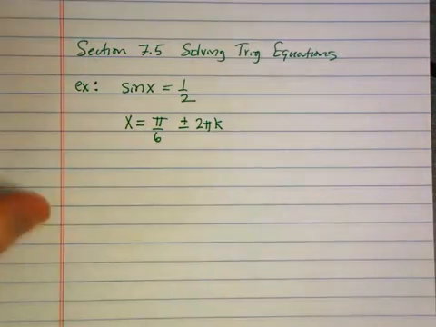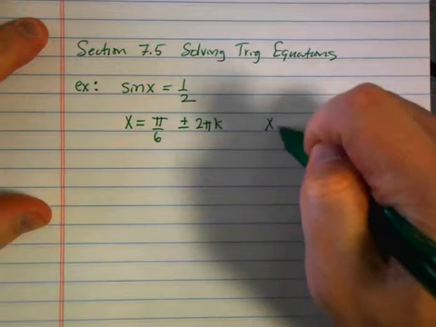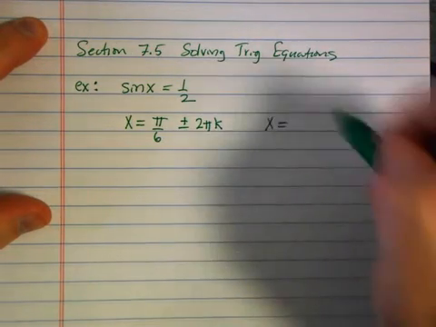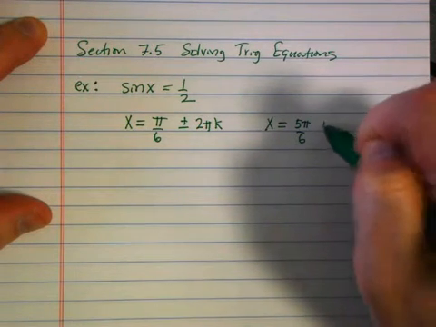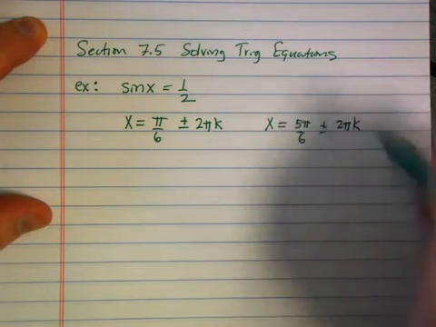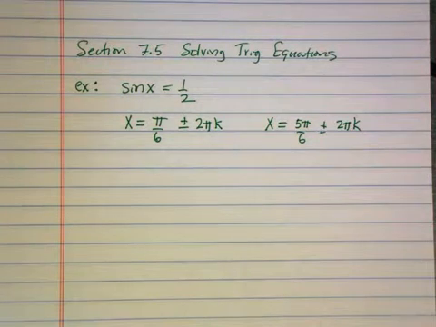And then we find the other answer. The other answer we decided was in quadrant 2, and we said it was what? 5 pi over 6. And then I write plus or minus 2 pi k, which means, again, add 2 pi, add 4 pi, add 6 pi, subtract 2 pi, subtract 4 pi, and there's all the answers. Questions on that?